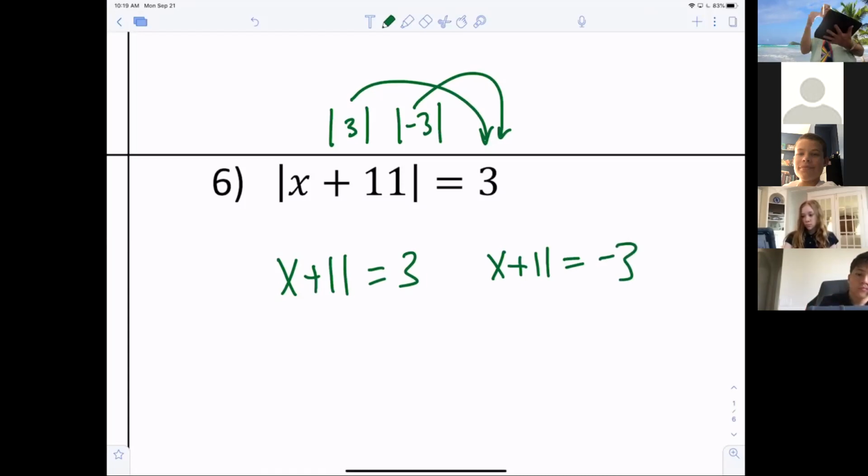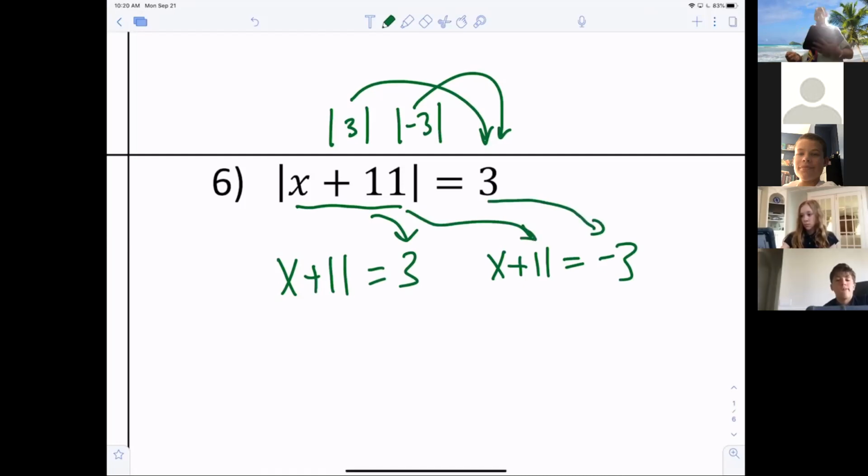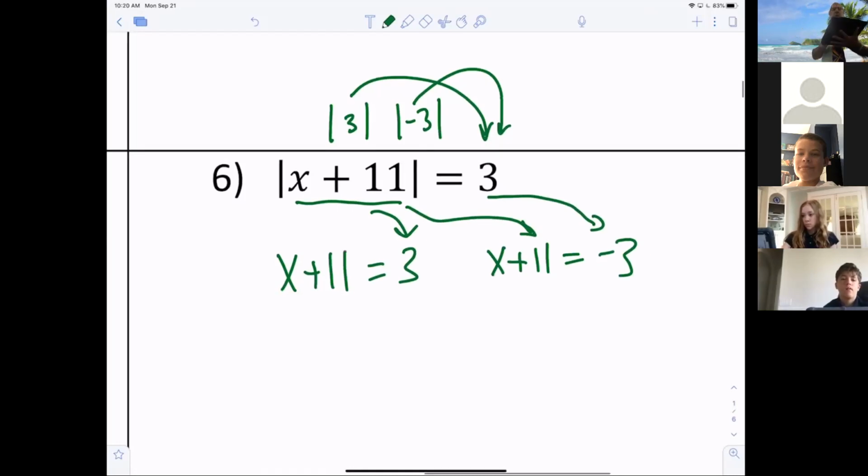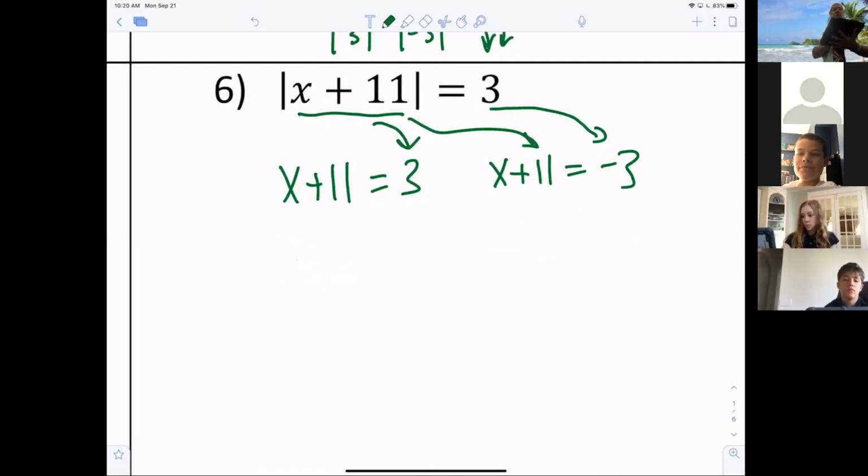So we tell kids to solve an absolute value, what you do is you write what's inside the absolute value and you set it equal to the number. Then you rewrite the absolute value again, but you set it equal to the opposite of that number. And now it's just a matter of solving. All right? So to solve this, we would subtract 11. So x would either equal, what is it? X equals?